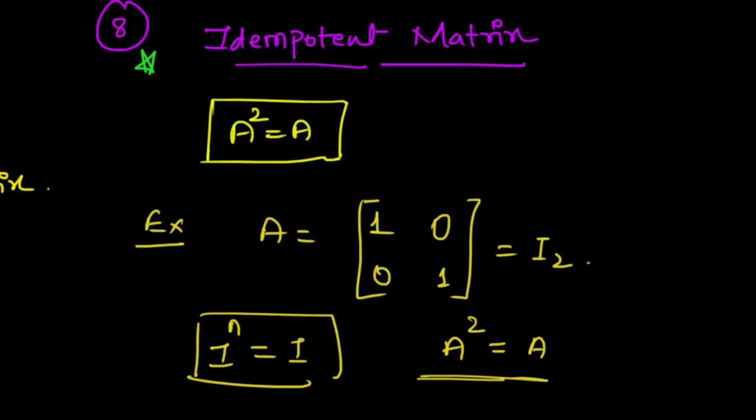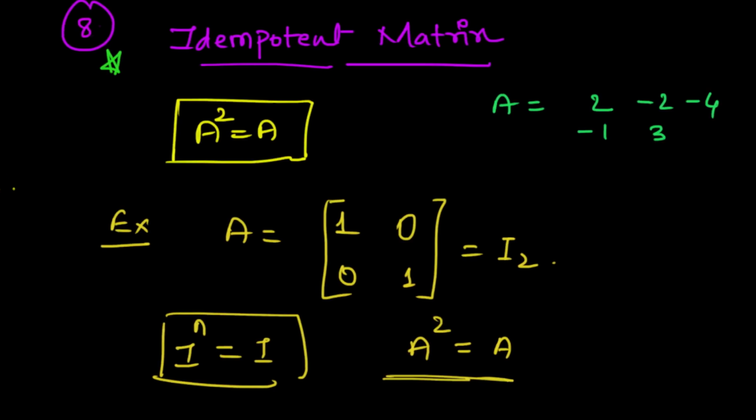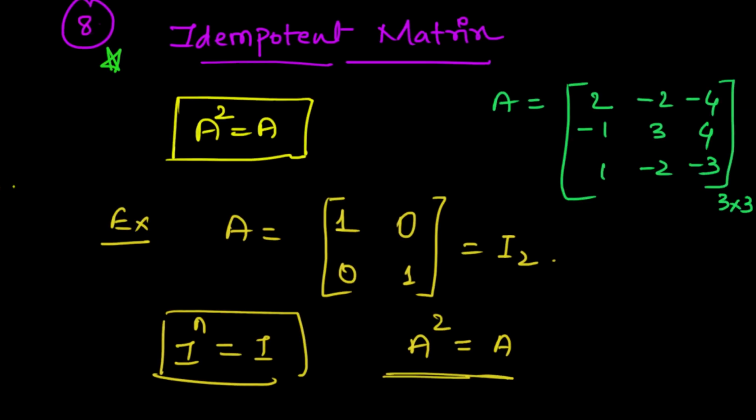Okay, I'll give you one example. You can try it out yourself. If you face any difficulty, you can reach out to me, I'll help you out. So this is a matrix of order 3. Just find A square and check whether this is equal to A. If this is true, then A will be an idempotent matrix.